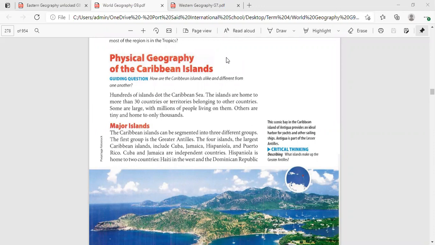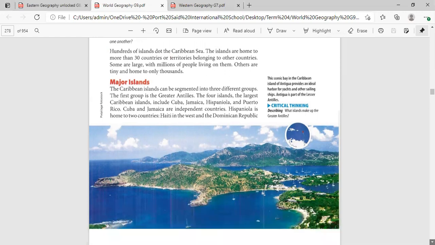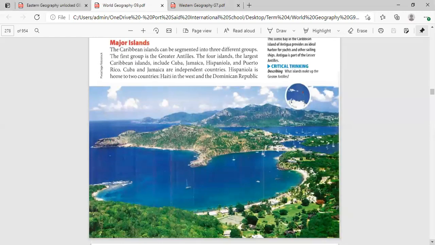Right. So at the beginning, we'd like to clarify that the Caribbean islands have two kinds of islands. They have major islands which have millions of people living on them, and other islands that are very tiny and home to only a few thousand. And this depends on the location, size, and also the available resources. Complete, Hannah, major islands.